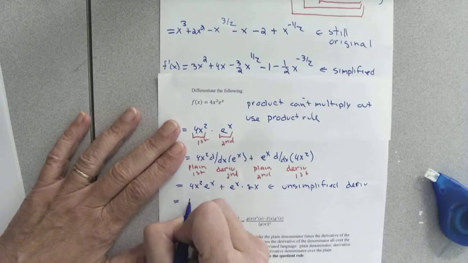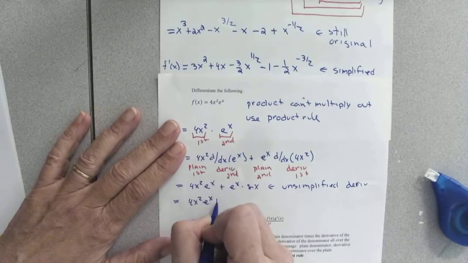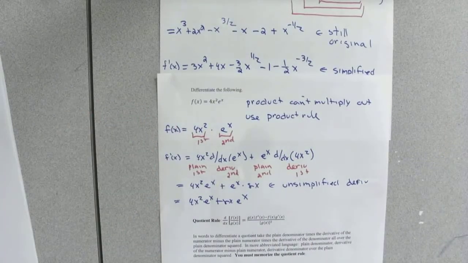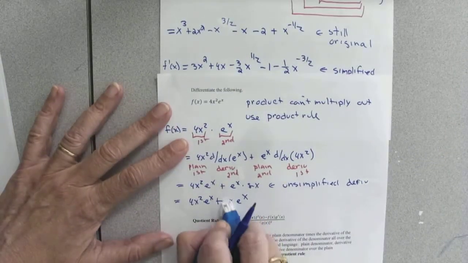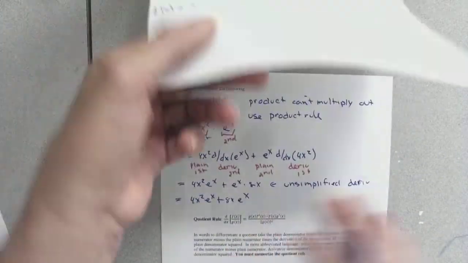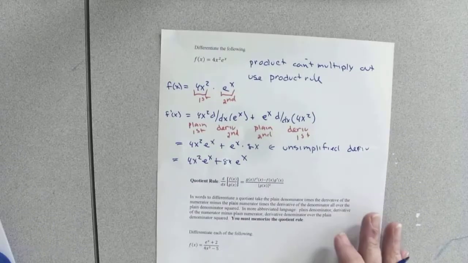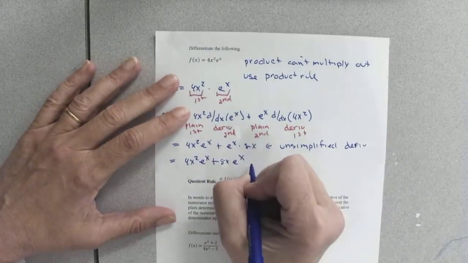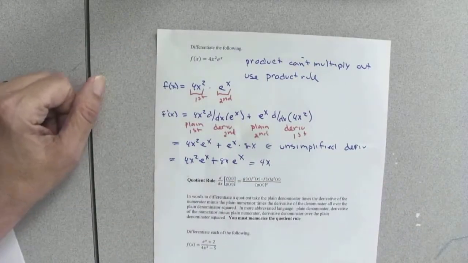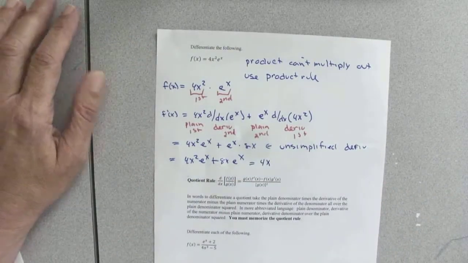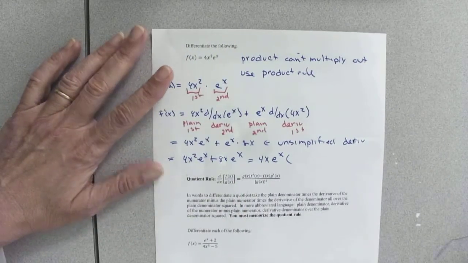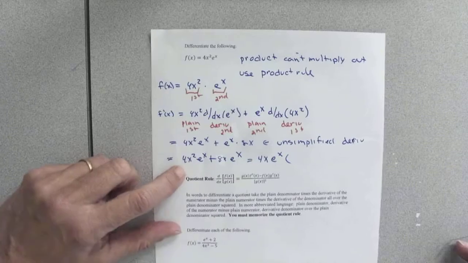Now just doing a couple steps of simplification, I think the 8x looks prettier in front of the e to the x than behind. And it's multiplication, so I can multiply in any order that I want. And then notice this guy factors. Both terms have a factor of 4, both terms have a factor of x, and both terms have an e to the x. And so I can factor out a 4x e to the x.